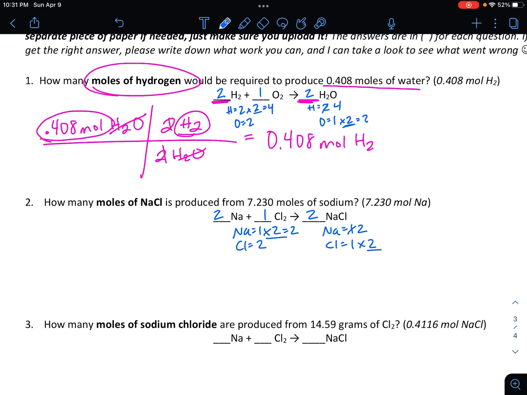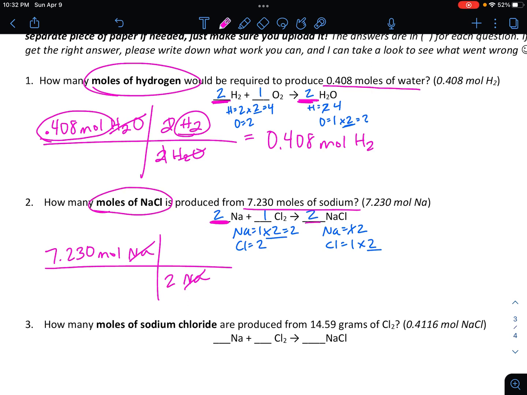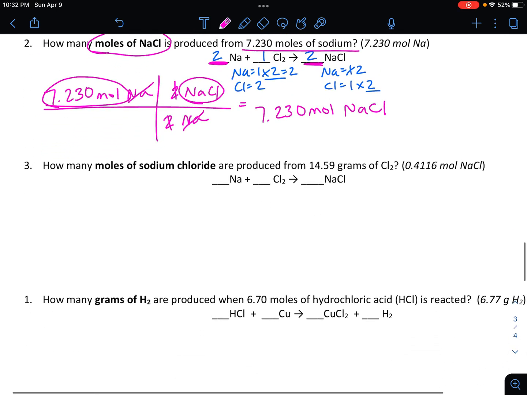There's my invisible 1. So it tells me I'm starting with 7.230 moles of sodium. So I'm going to look at my balanced equation. I have 2 sodium. Remember, I'm putting that on the bottom so that it cancels out. And then I'm looking for NaCl, which is also 2. So those 2's are going to cancel out. I'm left with this and this.